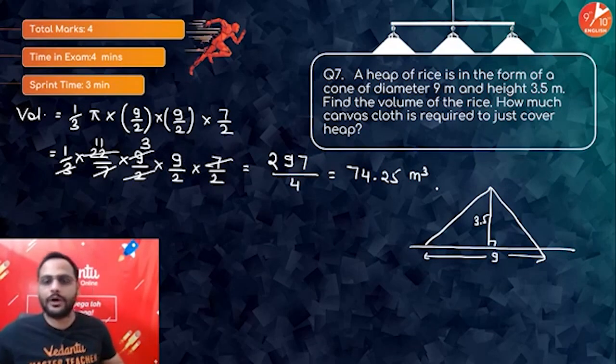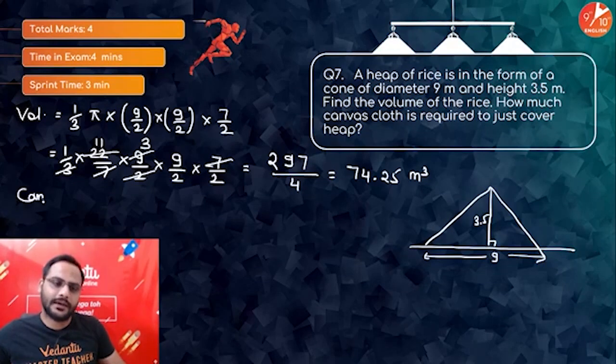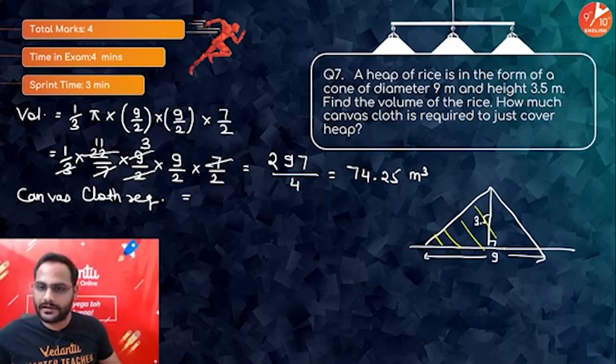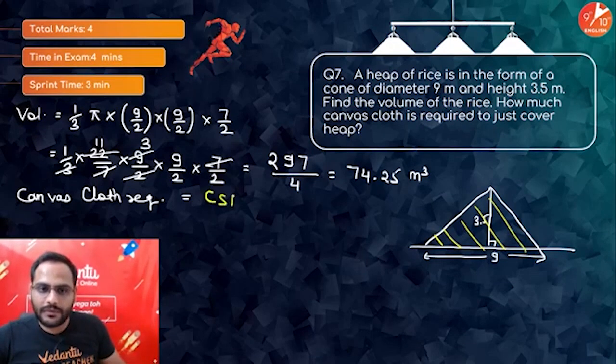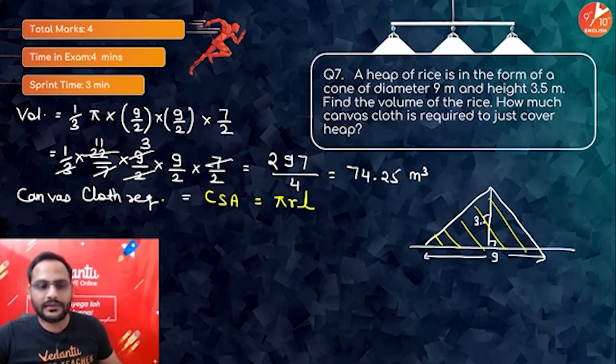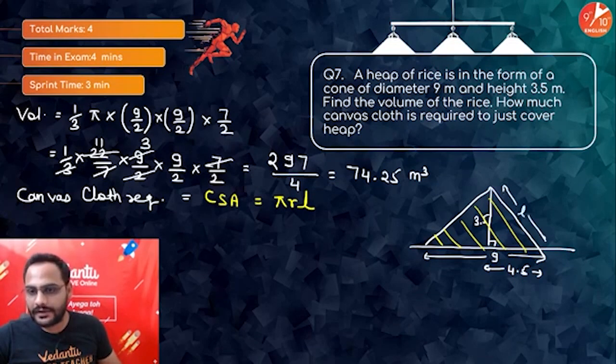First one easy. How much canvas cloth is required to cover the heap? So canvas cloth required to cover. देखो, if I have to cover the heap, obviously I will be covering it like this. So I am covering the curved surface area. It should be equal to curved surface area, which is pi r l. We don't know what is l. So what we will do? Pythagoras theorem. By I can say radius will be 4.5. Height is given. Let us find out slant height.